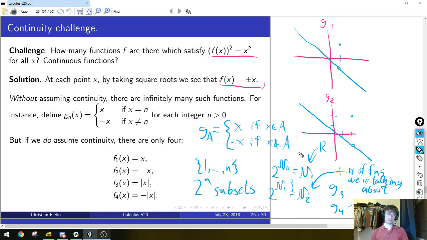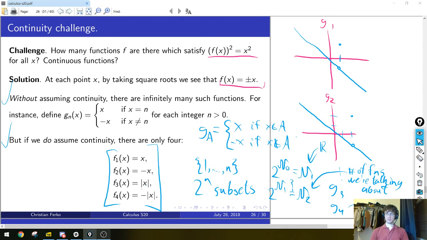Okay. Good, okay. Anyway, so the point is, without continuity, infinitely many. With continuity, there's only 4. Continuity is very restrictive. You can only stitch together continuous functions where they are equal, and these things are only equal at 0. So there's 4 choices.